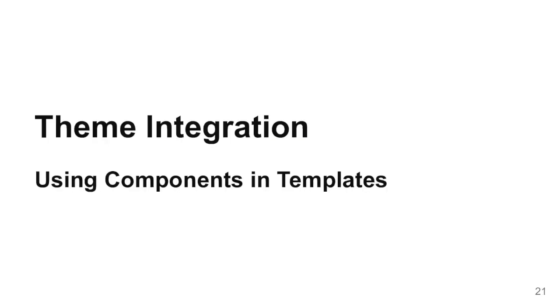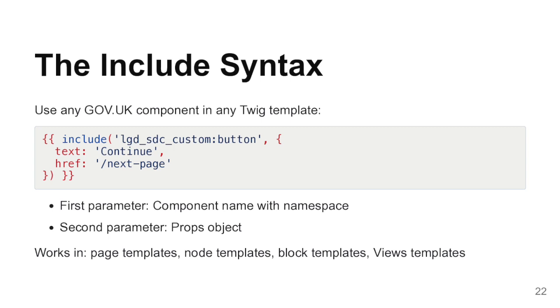Sometimes you need gov.uk components in places where paragraphs or blocks don't fit, directly in your theme templates. This section shows how developers can use SDC components anywhere in their Drupal theme. The include syntax, using a gov.uk component in any Twig template, is straightforward. The first parameter is the component name with the theme namespace. The second is an object of props, the data the component needs. This works in any Twig template, page templates, node templates, block templates, even views templates.